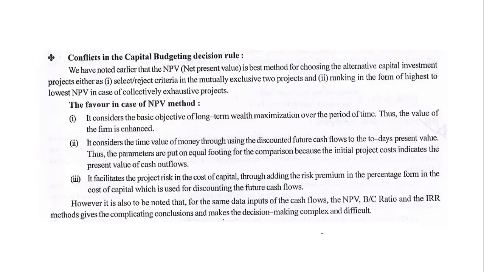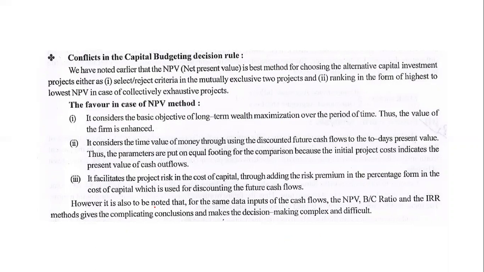Then the third one is the facility to include project risk in the cost of capital by adding a risk premium in percentage form to the cost of capital, which is used for discounting the future cash flows. Means it provides the risk in terms of percentage, where management should decide whether the project is beneficial or harmful to the company or firm. Okay.